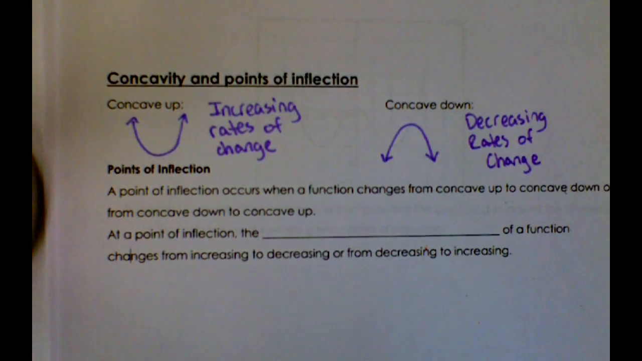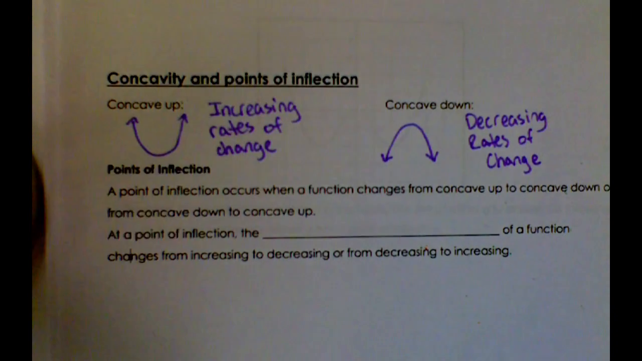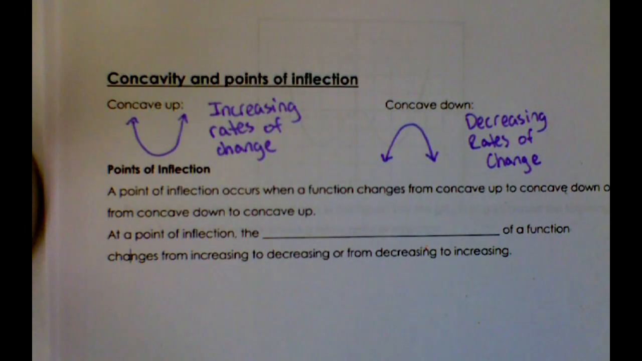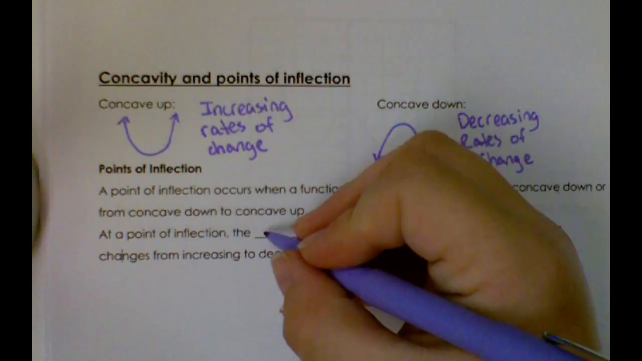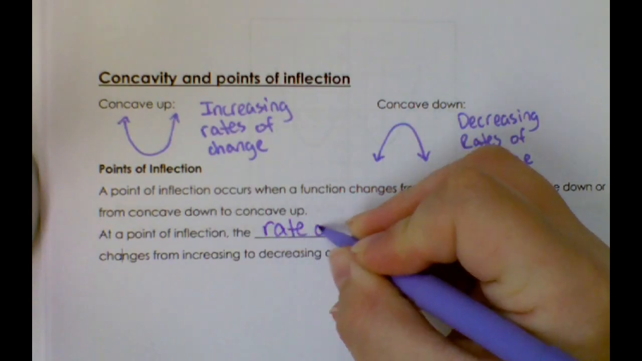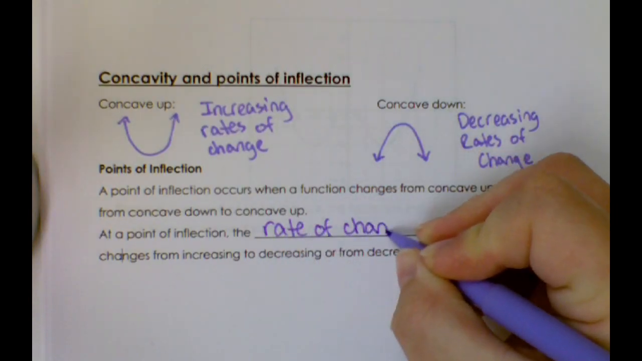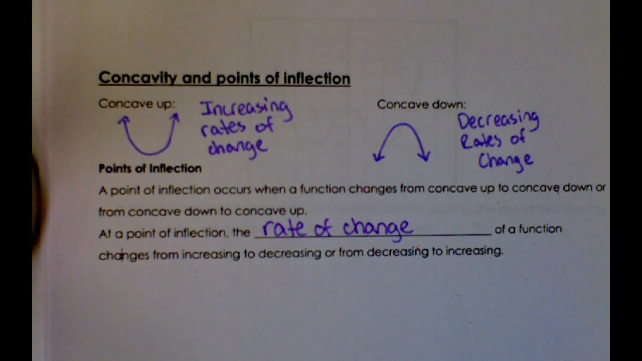So if you can find rates of change of two different intervals, if they're getting bigger, your graph is concave up. If they're getting smaller, your graph is concave down. A point of inflection will occur when a function changes from concave up to concave down, or from concave down to concave up. At a point of inflection, the rate of change of a function changes from increasing to decreasing or decreasing to increasing. You have to switch at that point of inflection.